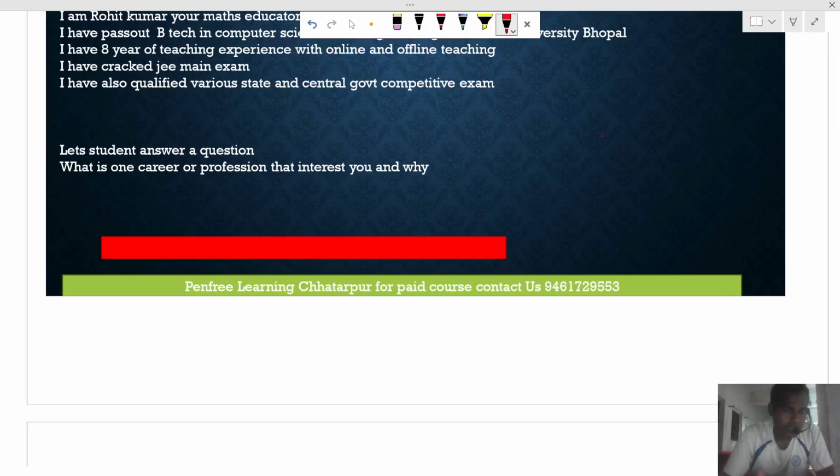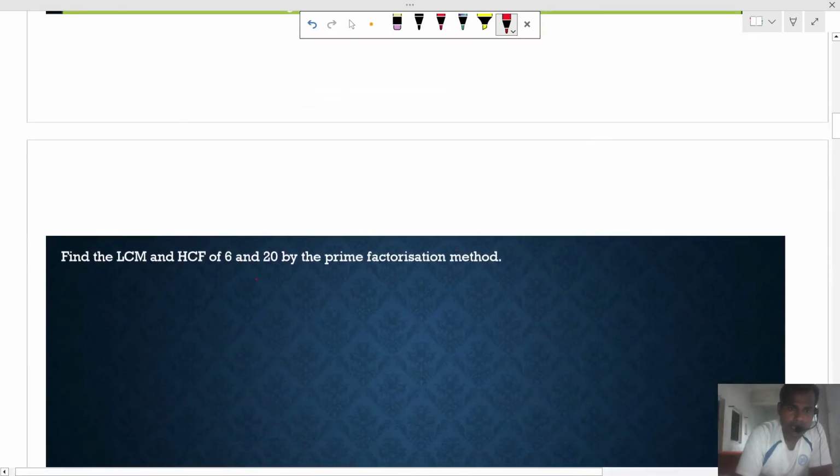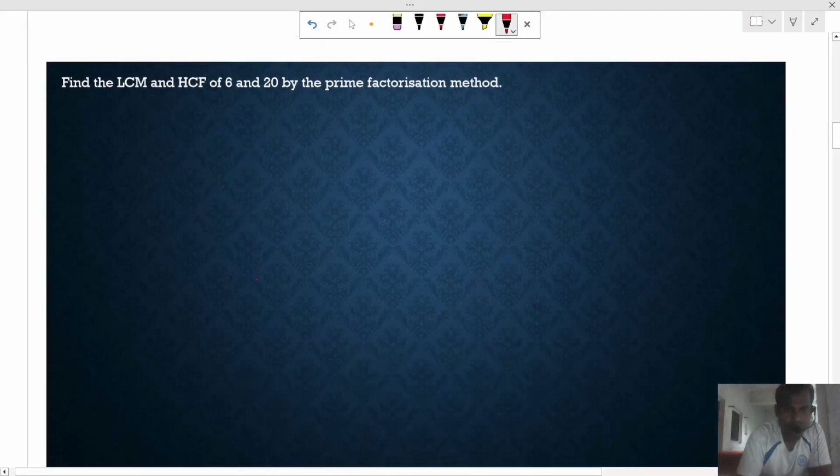We are starting a very important chapter of class 10, that is Real Numbers, which is very important from the exam point of view. Let's start. Find the LCM and HCF of 6 and 20.